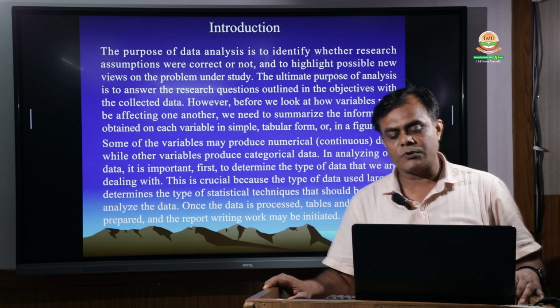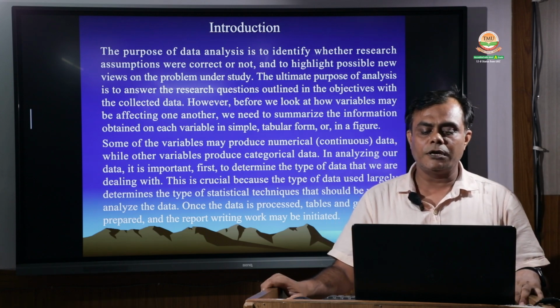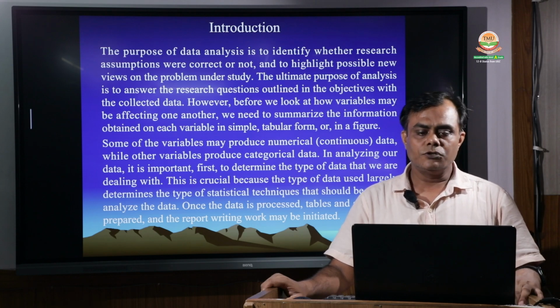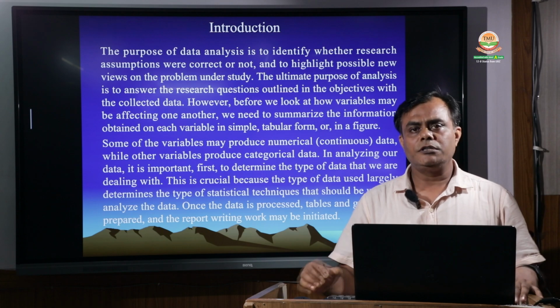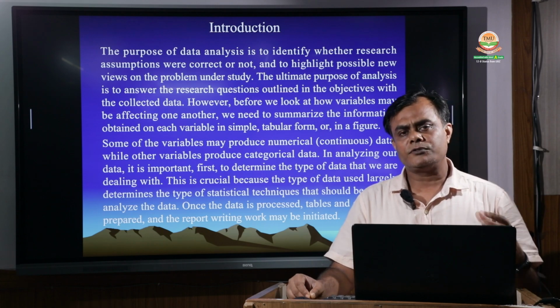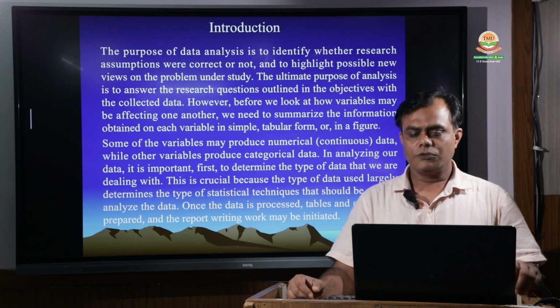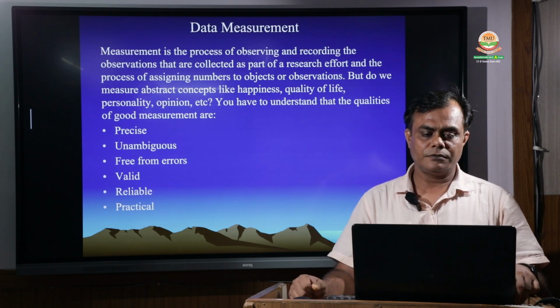Once the data is processed, the tables and graphs are prepared and the report writing work may be initiated. So these are some important points related to this lecture. The next slide is data measurement.